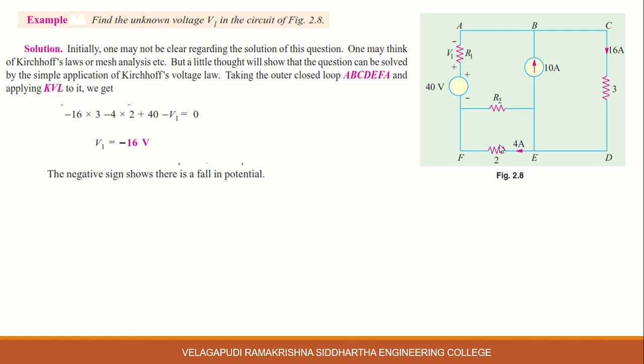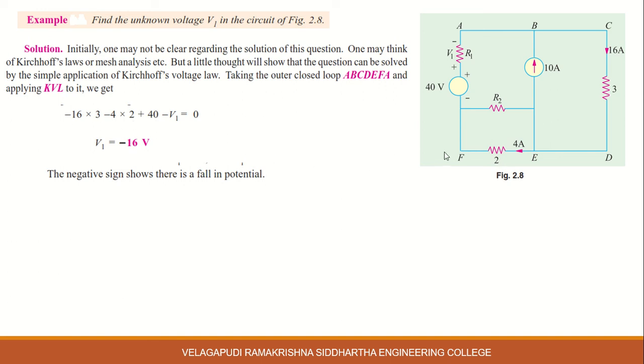Okay. The current through this 2 ohm resistor is 4 amperes. 4 amperes of current is flowing through this 2 ohm resistor. Current always flows from higher potential to lower potential. So here a positive sign and here a negative sign. The voltage drop across the 2 ohm resistor indicates a negative sign. So minus 4 into 2.